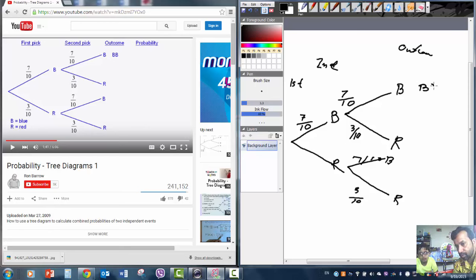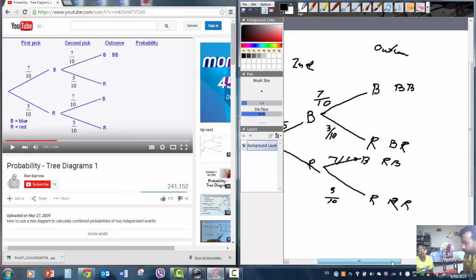Here's going to be blue, blue. How do you know that? Because on the first pick there's blue, on the second pick there's blue as well. Very good. Here, what's going to be the outcome? Blue red, because on the first pick there is blue, on the second pick there is red. Here? The difference here is you pick red first, so it's going to be red blue first. And then here? Red red. Great. Now we have the outcome.